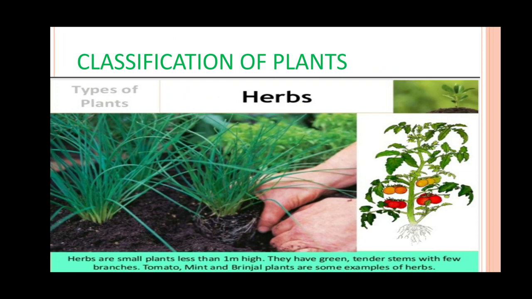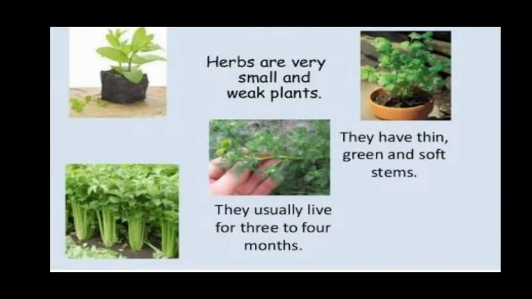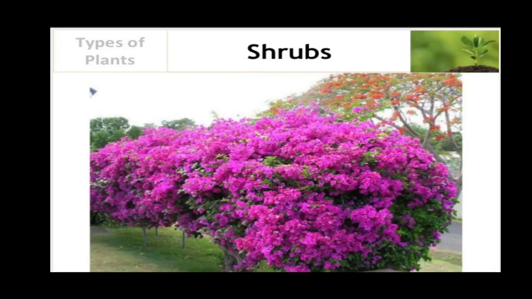They have a green tender stem with few branches. They have a soft and green stem. They usually live for 3 to 4 months. Examples are your coriander, mint, tomato, etc. These are certain examples of herbs. Next type of plant is your shrub.